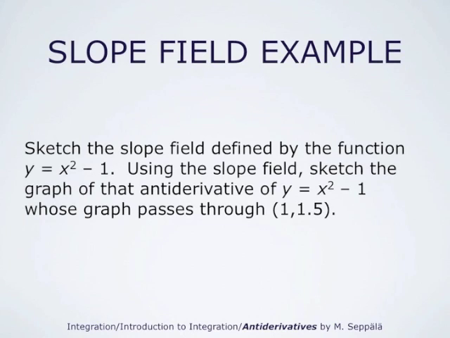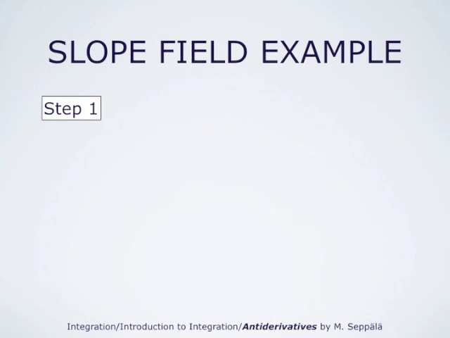Consider the task of sketching the slope field defined by the function y equals x squared minus 1. Using that slope field, we then sketch the graph of that antiderivative of the function y equals x squared minus 1, whose graph passes through the point (1, 1.5). We perform the following steps.